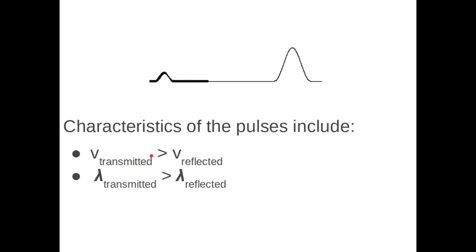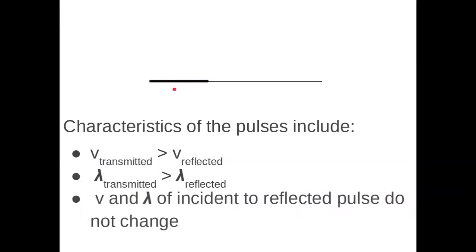Another thing to notice is the wavelength of the transmitted wave goes up. It's greater than the incident. And this is because it goes faster in here. So the front of the wave has more time to speed away from the back of the wave before it gets in there. So it stretches the wave out there. And then notice that the velocity and wavelength of the incident wave don't change when it's reflected, although we do lose some amplitude there again.